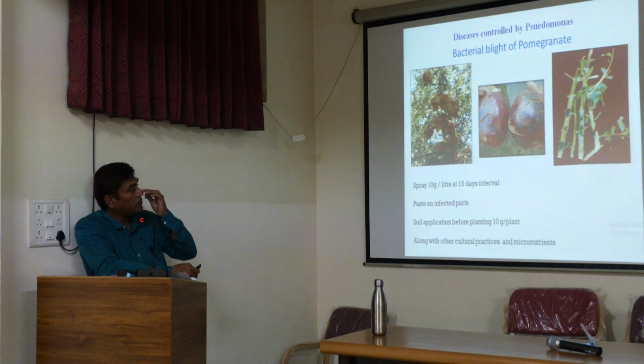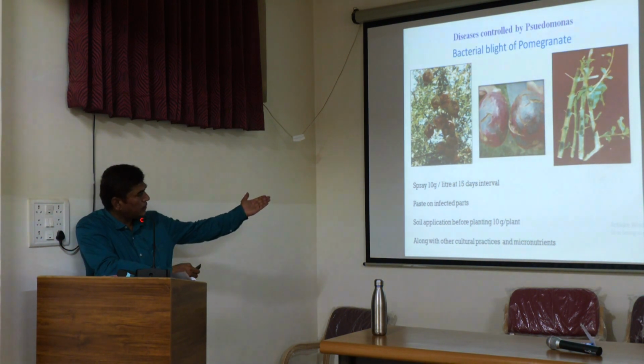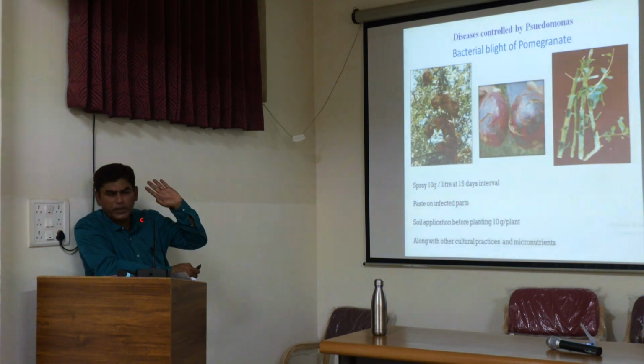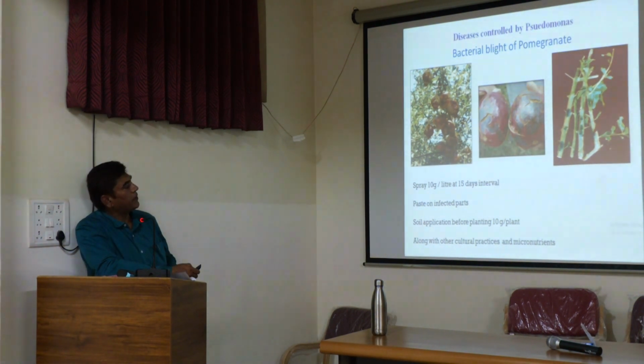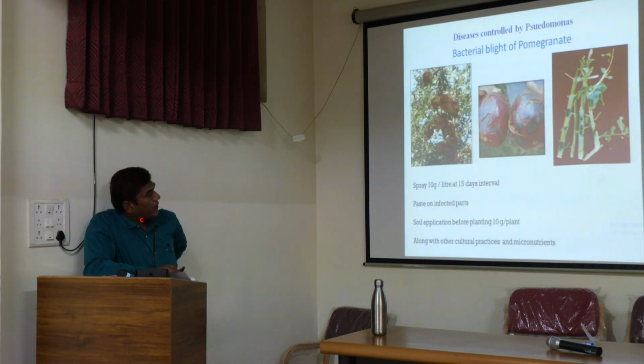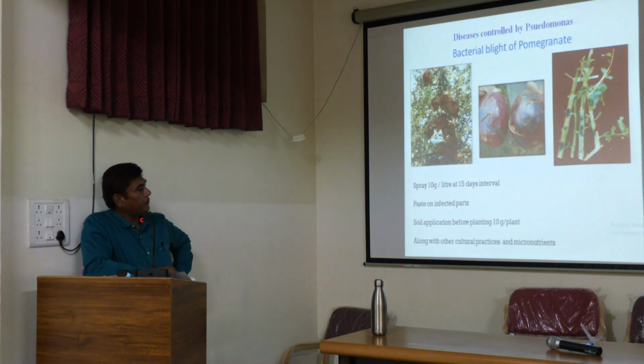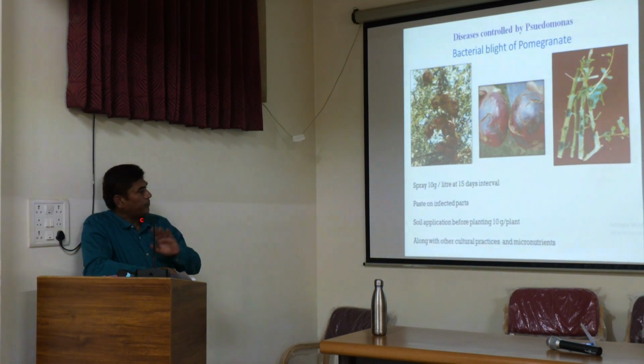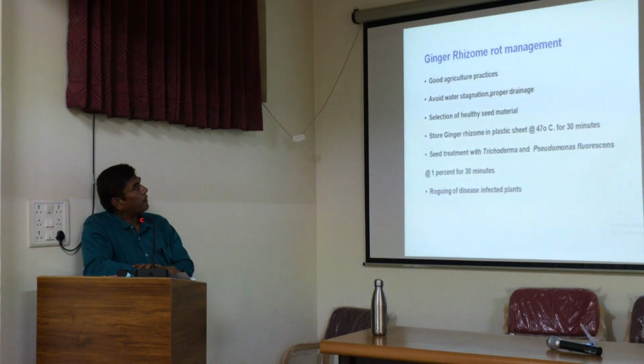You see some severely affected bacterial blight. Especially Pseudomonas fluorescens at 10 gram per liter at 15 days interval is working very well for this bacterial leaf blight. Spraying Pseudomonas fluorescens at the rate of 10 gram per liter at 15 days interval, and also paste on infected parts after pruning, and soil application before planting at 10 gram per plant with Pseudomonas, gives very good management for this bacterial blight.